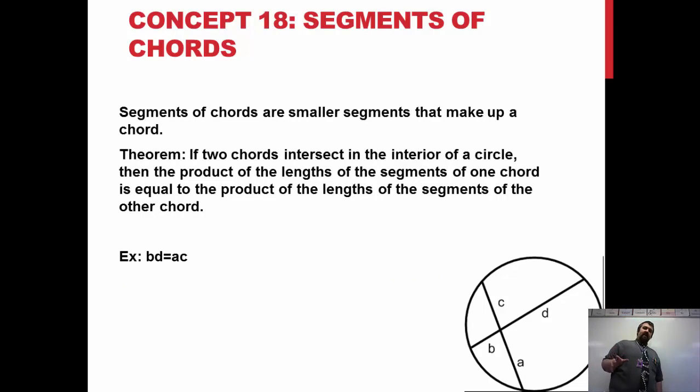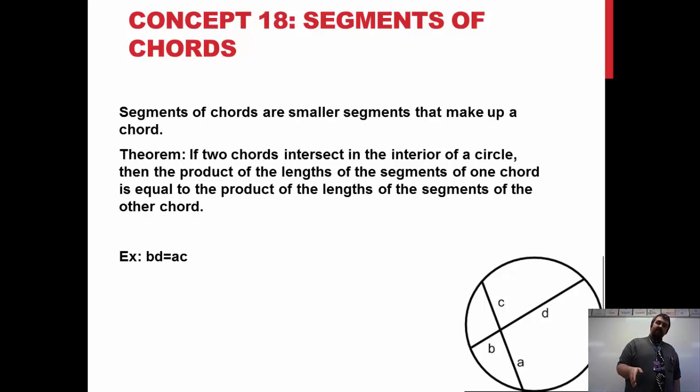So the first thing we're going to look at are segments of chords. Now, a segment of a chord is part of a chord. Two segments of a chord make up a full chord. If you look at the picture in the bottom left there, segment A and segment C would add together to be the chord. Segment B and segment D would add together to be a chord. So all four of those are segments of chords.